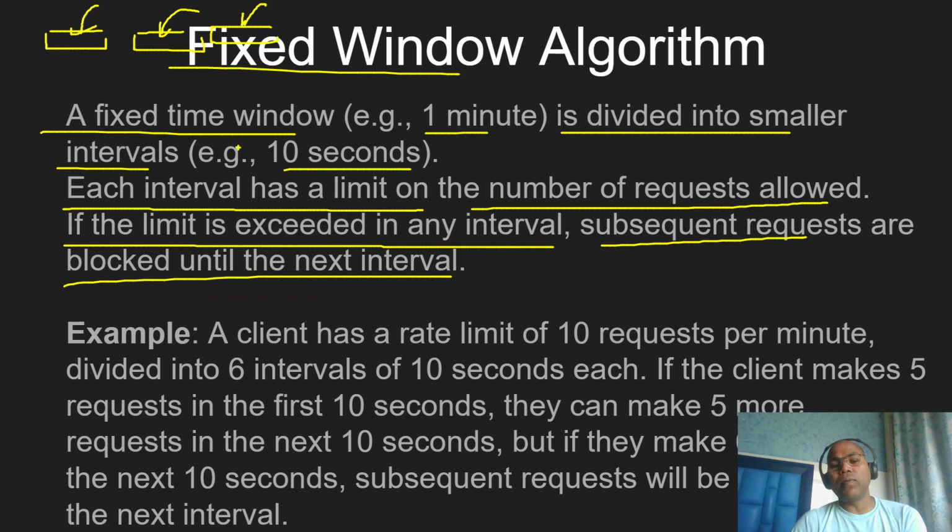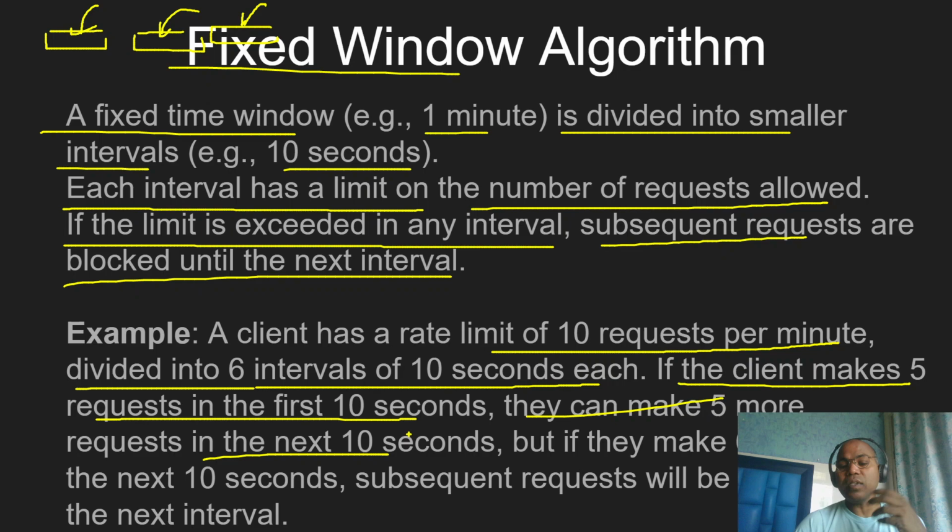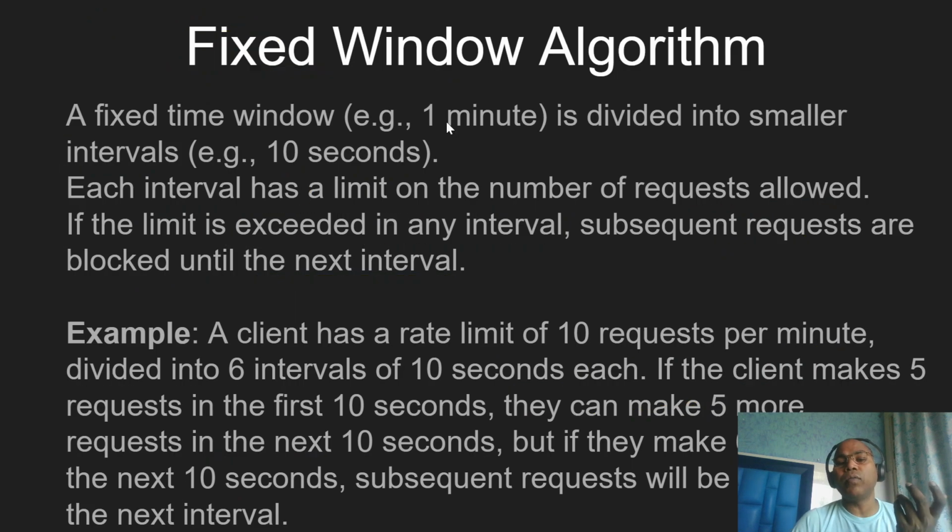Interval-wise, that means a client has a rate limit of 10 requests per minute. We can divide that into 6 intervals of 10 seconds. If the client sends 5 requests in the first 10 seconds, they are allowed. They can make 5 more requests in the next 10 seconds. Similarly, if they make 6 requests in the next interval, the subsequent requests are blocked because they exceed our number of requests allowed.